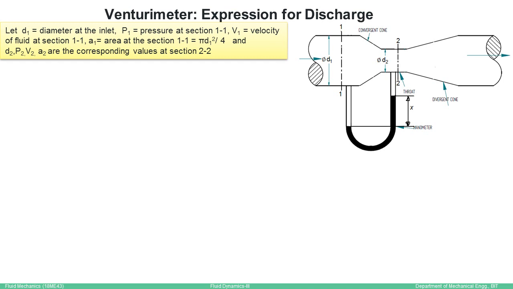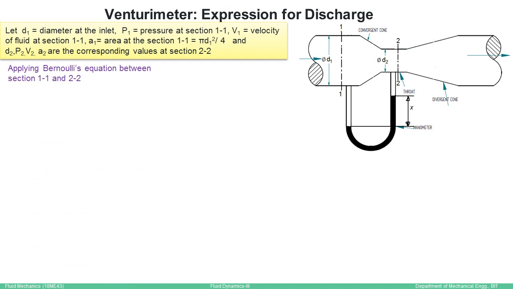We have used a differential manometer, and the differential reading is x, and we have considered parameters like d1, the diameter at the inlet section 1-1, p1 the pressure at 1-1, v1 the velocity at 1-1, and a1, which is pi d1 square by 4, the area of cross section at section 1-1. Similarly, we have d2, p2, v2 and a2 at section 2-2.